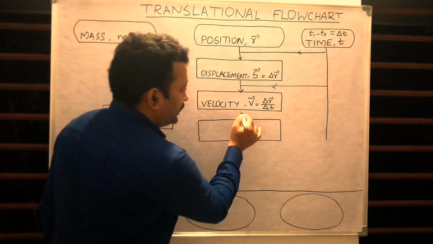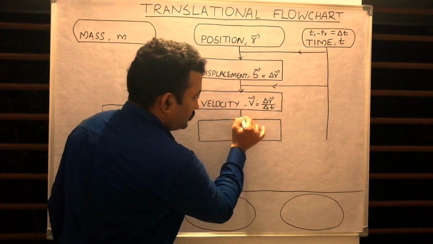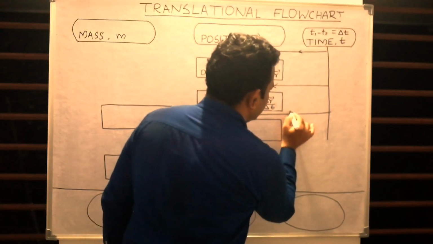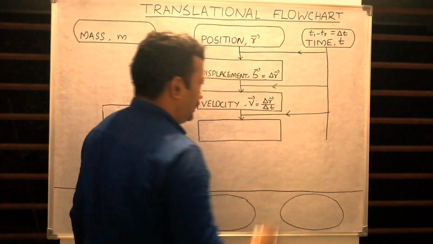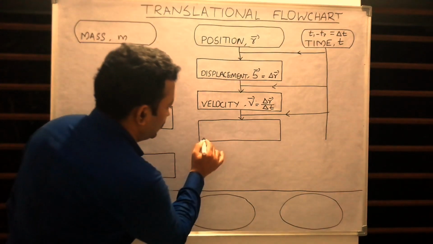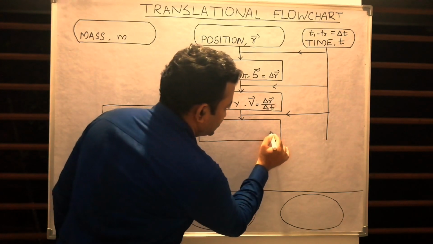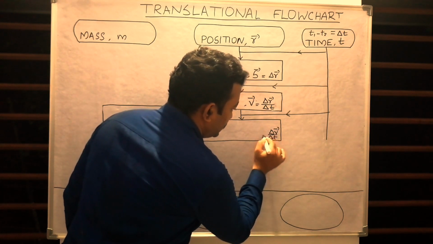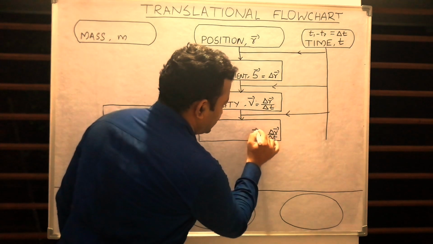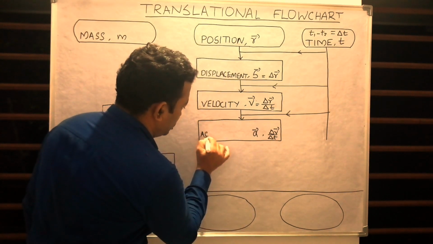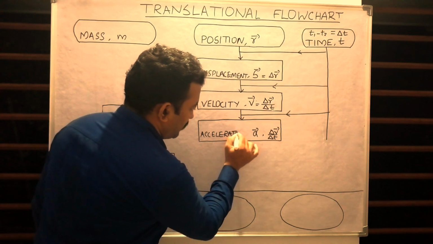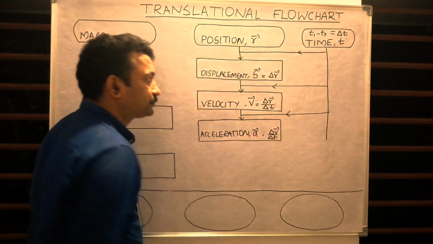Now, if I connect that change of velocity with the change of time, I can represent that as delta v divided by delta t. This is known as the acceleration of the particle.